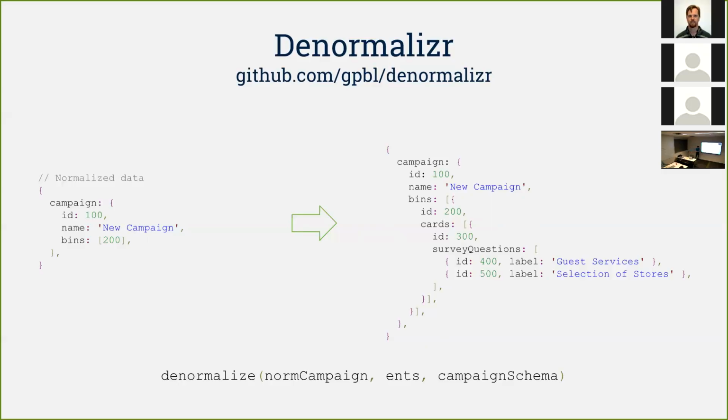Maybe hard to see in the back again, but it's just a call to denormalize. You pass in the normalized campaign object that you want to rehydrate to denormalize. And then you also pass in all of the normalized data that you know about. So you also need to give it the data for the cards and the bins and the survey questions. You also have to give it the schema. So what are these schemas?